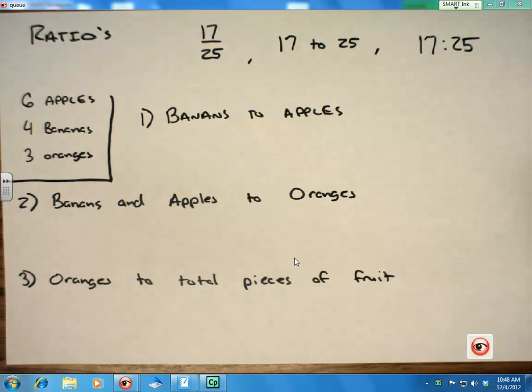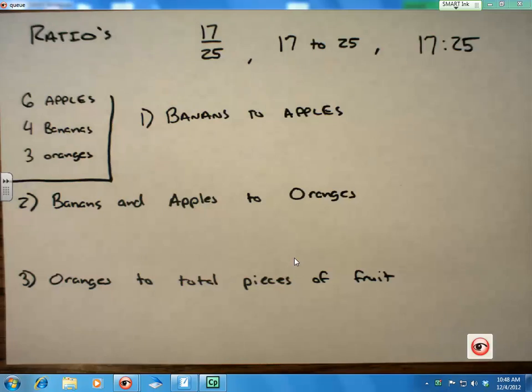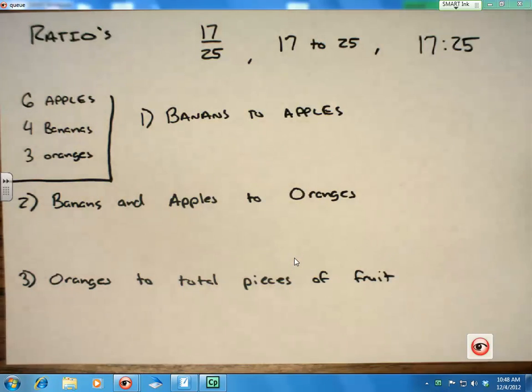Now, today we are going to be working on ratios, which are pretty simple. I'm confident that you guys will do well on this. Let's take a look at our examples here.